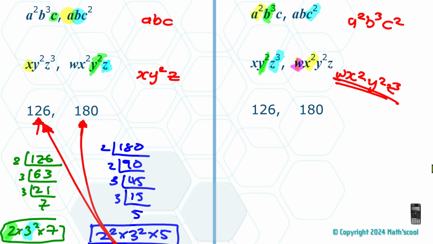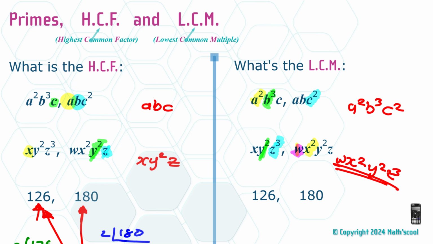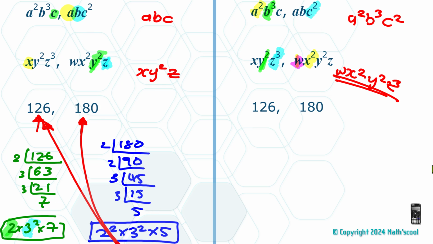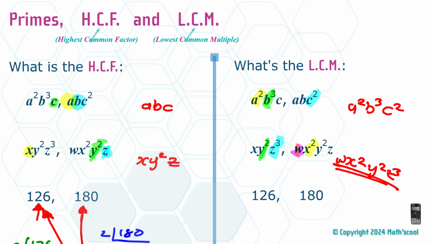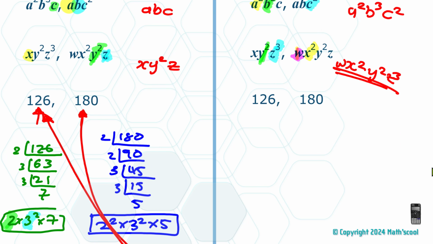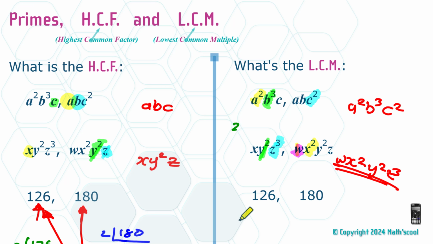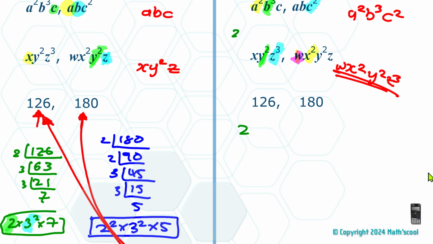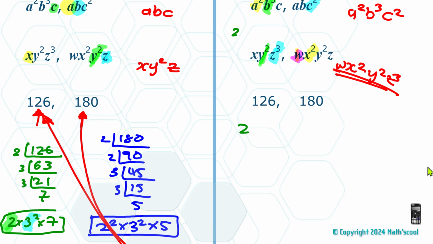So let's go back to these two numbers. We already know that this 126 is 2 times 3 squared times 7. And we know that this is 2 squared times 3 squared times 5.